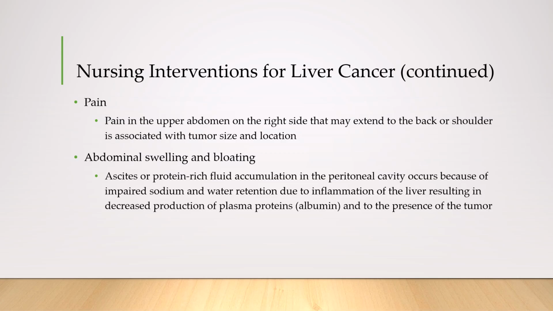We are going to assess for pain. Pain in the upper abdomen on the right side that may extend to the back or the shoulder is associated with the tumor size and location. We are going to assess abdominal swelling and bloating. Ascites or protein-rich fluid accumulation in the peritoneal cavity occurs because of impaired sodium and water retention due to inflammation of the liver, resulting in decreased production of plasma proteins, we call this albumin, and to the presence of the tumor.